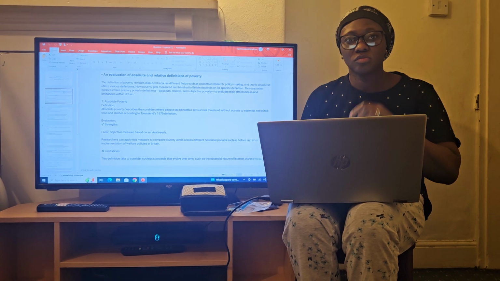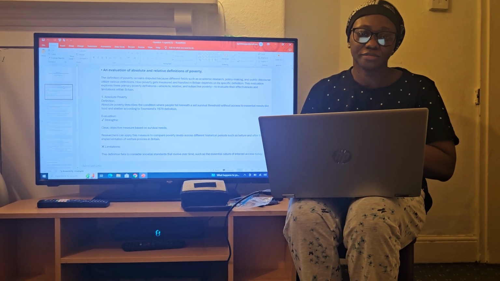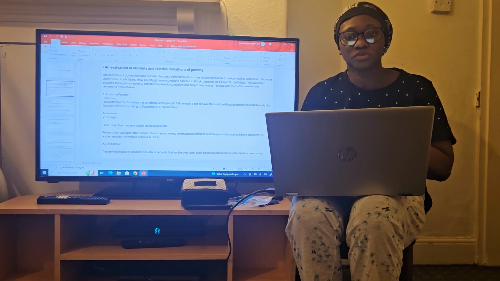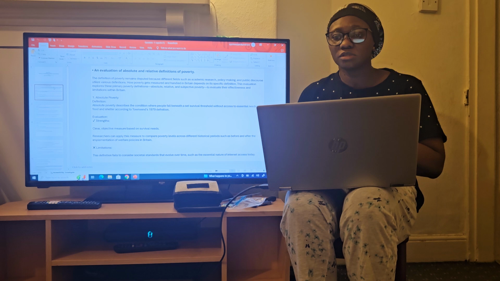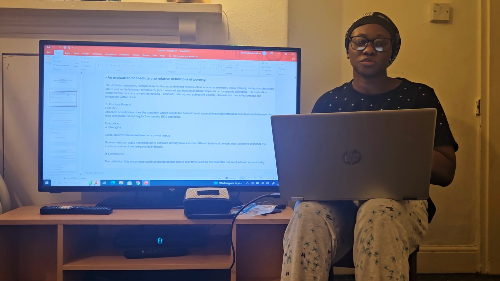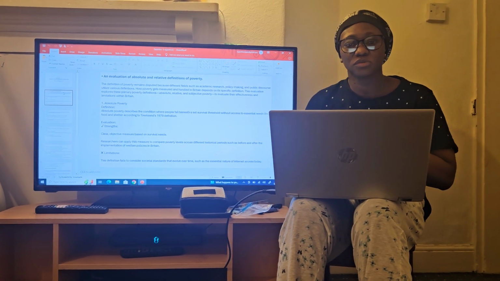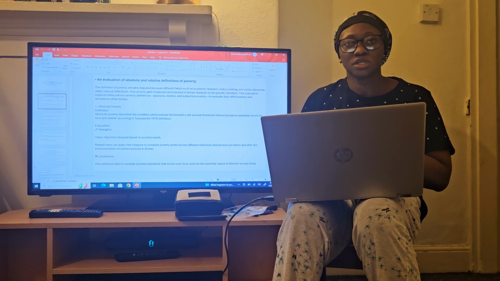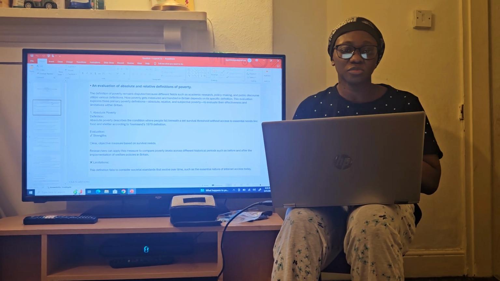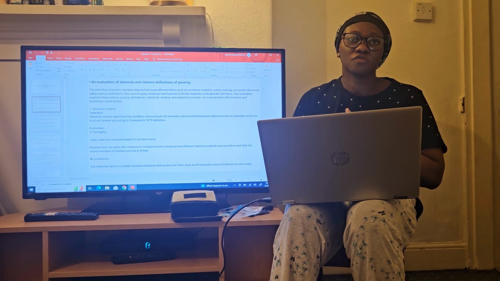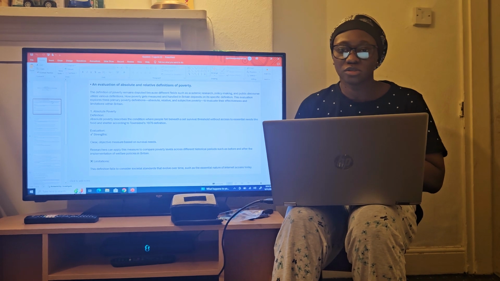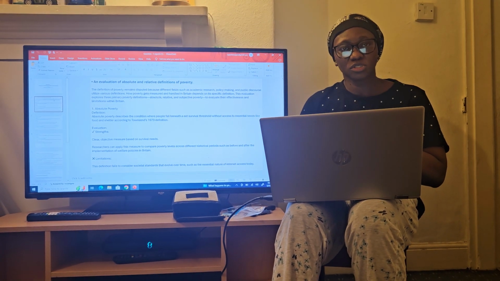This is an evaluation of absolute and relative definitions of poverty. The definition of poverty remains disputed because different fields such as academic research, policy making, and public discourse utilize various definitions. How poverty gets measured and handled in Britain depends on its specific definition. This evaluation explores three primary poverty definitions: absolute poverty, relative poverty and subjective poverty, to evaluate their effectiveness and limitations within Britain.